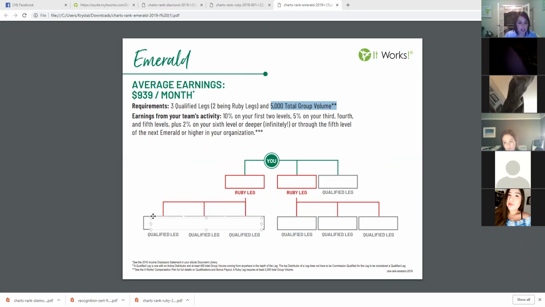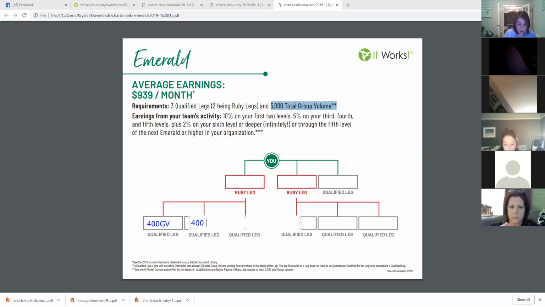Okay, we just walked through what a ruby was. So again, instead of putting the names in here, I'm just going to put what they need in volume. So 400 GV has to be under this distributor. And again, I told you how you can do that very simply by having them sign up to do a personal order every single month, and then also getting a handful of customers. So those are 400 in GV. These are 400 in GV.